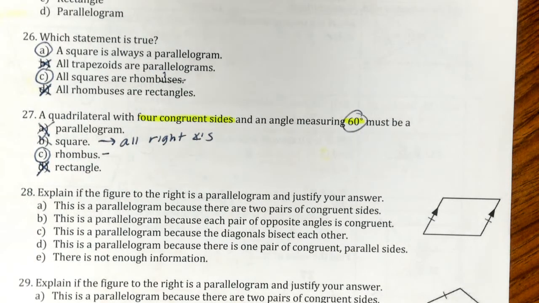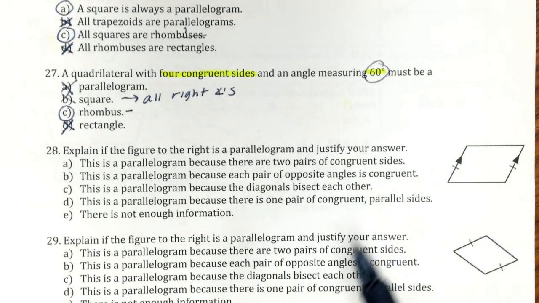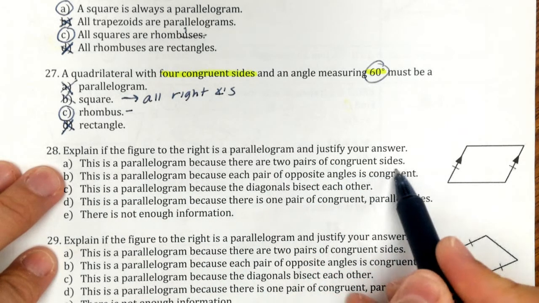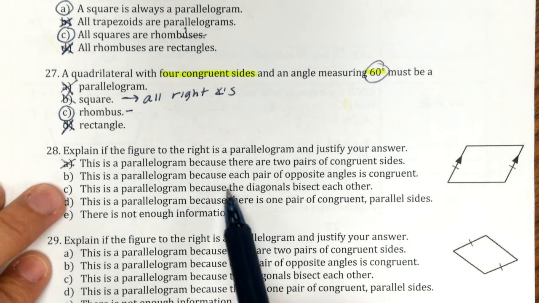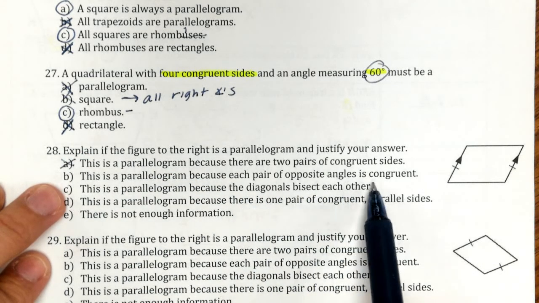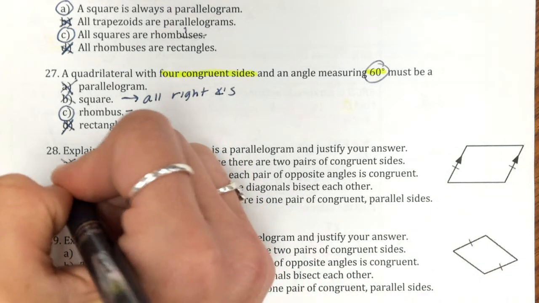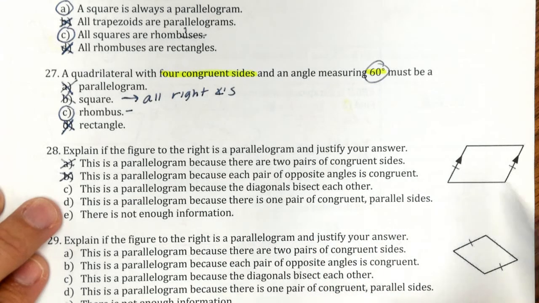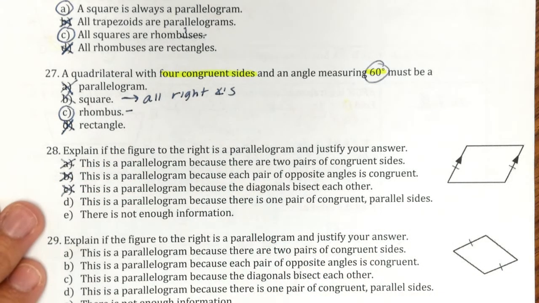Number 28, we're talking about this picture over here. We want to explain why the figure on the right is a parallelogram and to justify your answer. Well, A is saying it's a parallelogram because there are two pairs of congruent sides. I only see one pair of congruent sides. So, nope. It's a parallelogram because each pair of opposite angles is congruent. There's nothing about angles at all on here, so we cannot use that as our reasoning. Parallelogram because the diagonals bisect each other. Well, where are the diagonals? We don't have any, so we can't use that. We're not adding and drawing things onto the picture.